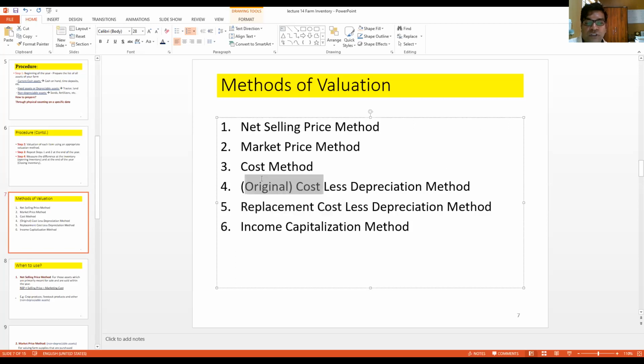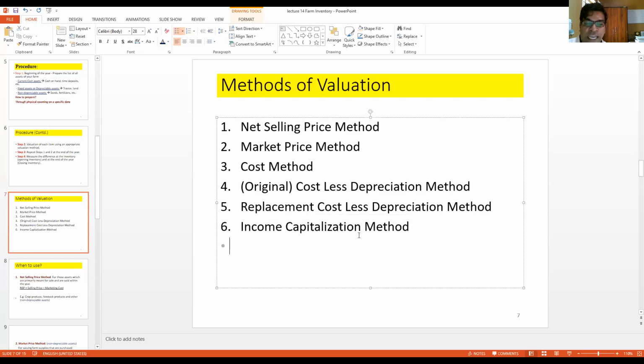Original cost is the cost incurred when the asset was purchased for the first time. Replacement cost is the cost that will be incurred in order to construct the same asset. It may be any storage structure, with the present price level and the prevailing technology. This is called replacement cost. And then we have income capitalization method. If an asset is giving you returns over the time period, it is giving you income. If that is the case, then how to value it? In that, we'll be using the income capitalization method.